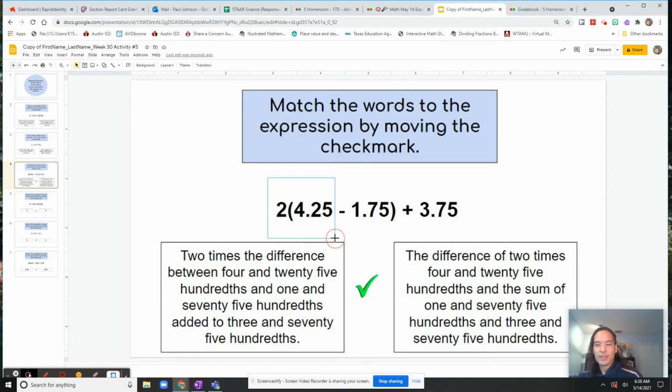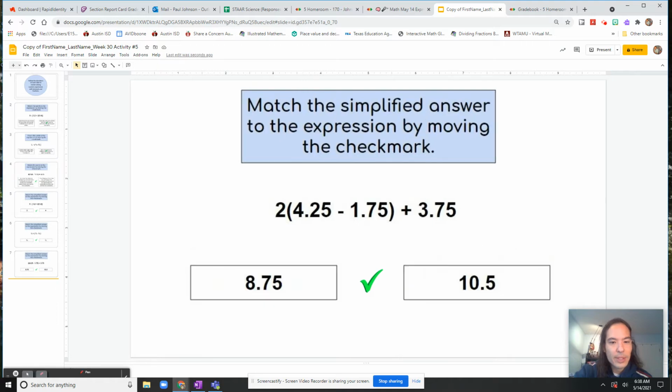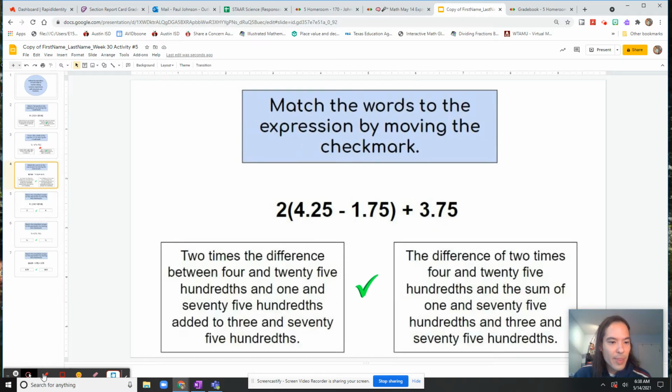They're saying the difference of 2 times 4 and 25/100 and the sum of 1 and 75/100 and 3 and 75/100. So on this one, on the right side, it sounds like they were basically putting parentheses around, oops, oh no, the things I do when I mess up. All right, there we go.